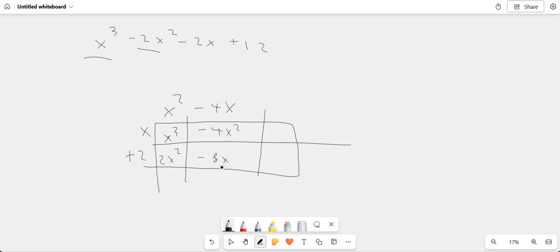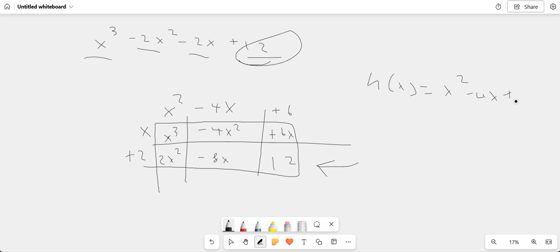And then again, how do you get from minus 8x to minus 2x? You're going to have to add 6x. Now how many x's go into 6x? Well, obviously 6. So times that by x, you get 6x here. And then 6 times 2 is 12. And if you have 12 here, there's also 12. That means there's no remainder. So you do this number minus this number to get the remainder, and obviously that's 0. So it perfectly divides. So therefore h of x is equal to x squared minus 4x plus 6, yeah?